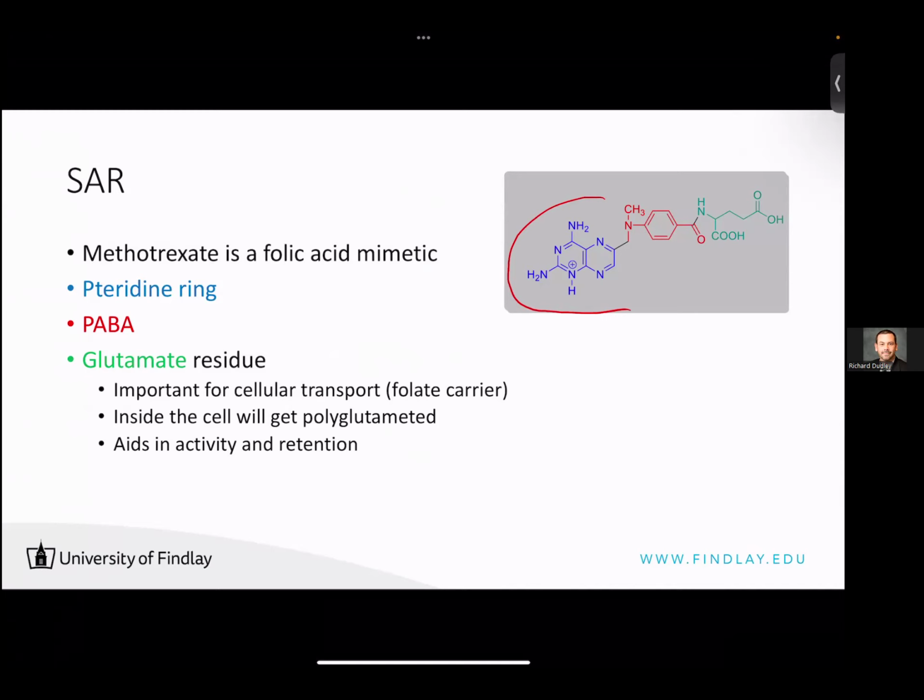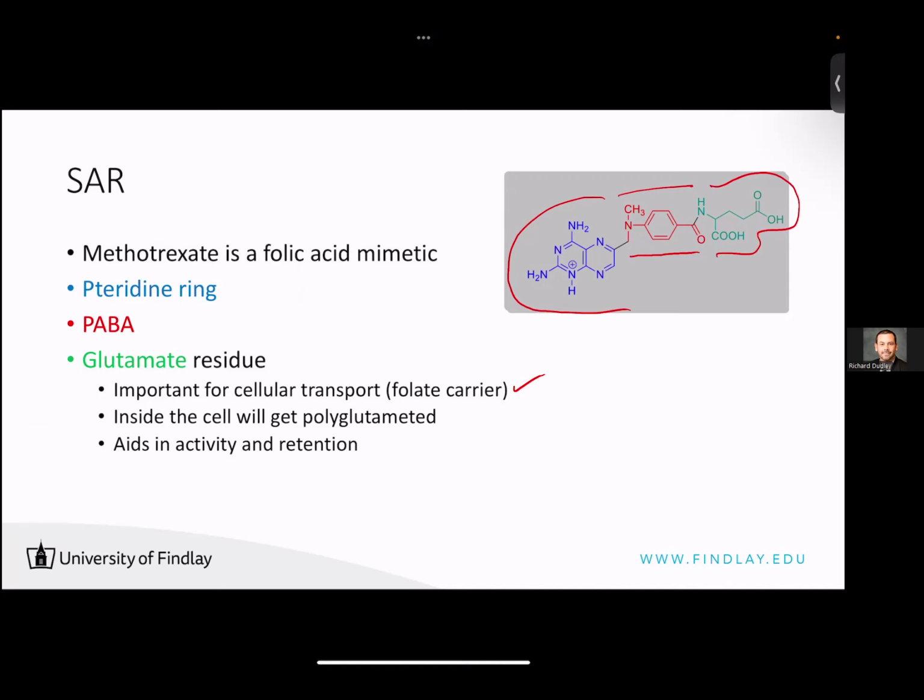Remember that folic acid is made up of two other parts, para-aminobenzoic acid and then a glutamic acid residue. Shown in red here is the para-aminobenzoic acid moiety, and shown in green is the glutamic acid or glutamate residue. The glutamate residue is important for a couple of reasons. Number one, it lends to recognition by the folate carrier or the folate receptor on the cell surface. So that facilitates recognition, binding, and transport across the cell membrane.